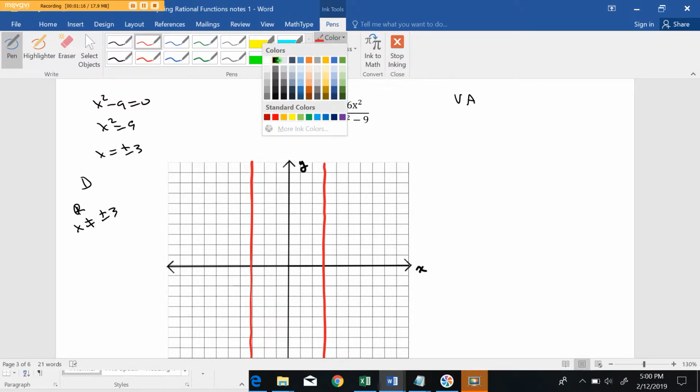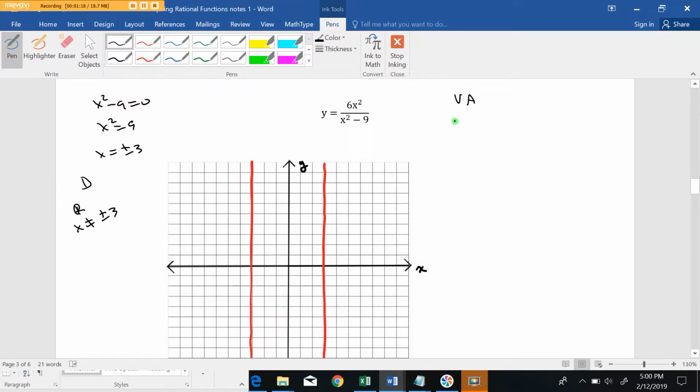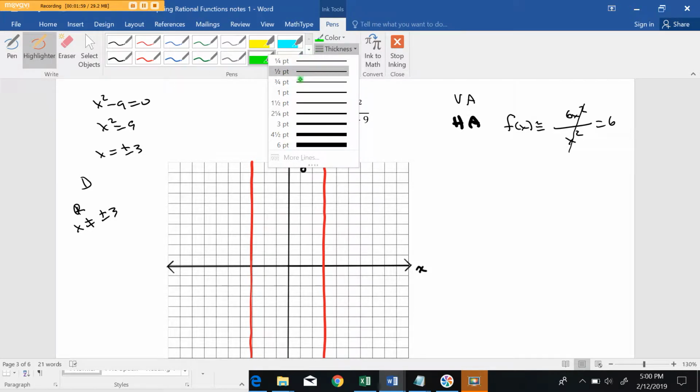Let's talk horizontal asymptotes. For horizontal asymptotes, we take a look at what happens when x gets really large. If x is really large, our function is approximately equal to 6x squared up top and just x squared in the bottom, because x squared minus 9 is approximately just x squared for large values of x. You'll notice these cancel, and we get 6. So when x gets large in both the right direction and the left direction, the function is approaching 6. So y equals 6 is our horizontal asymptote.